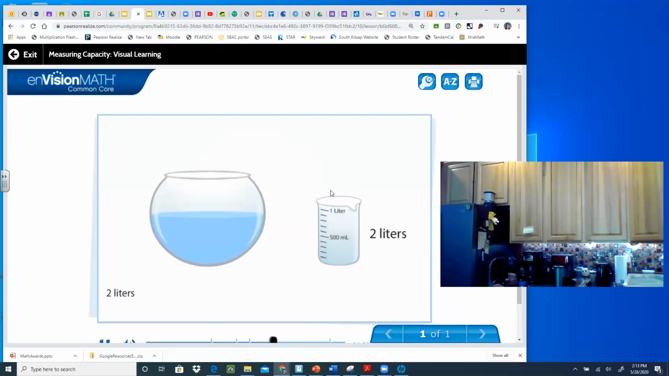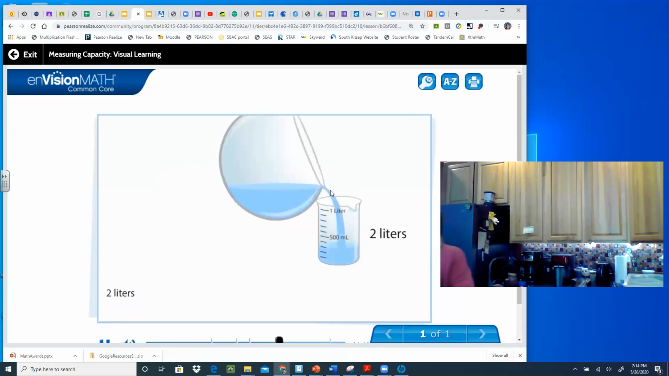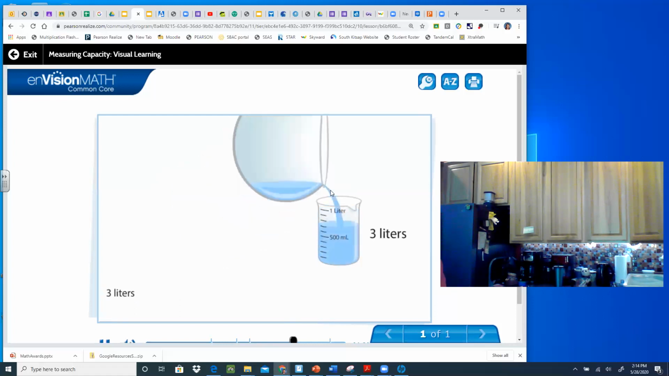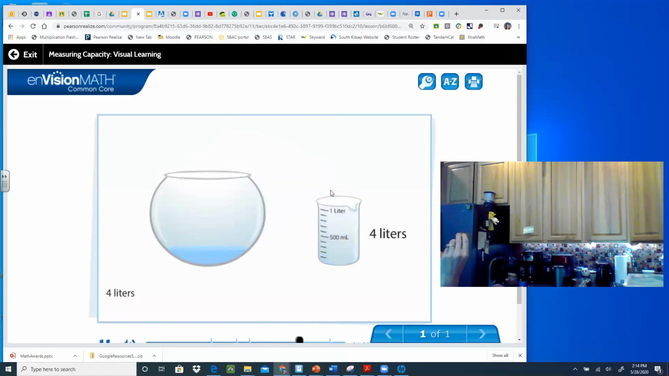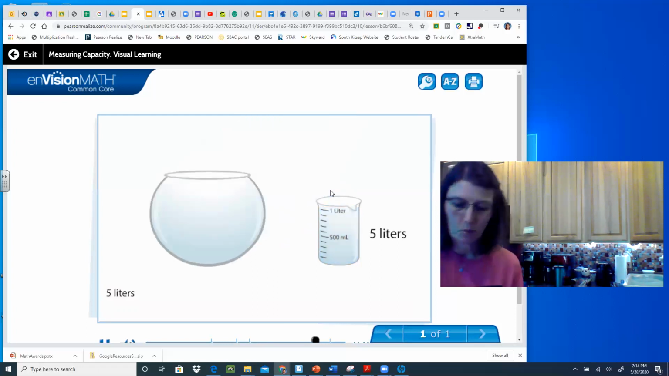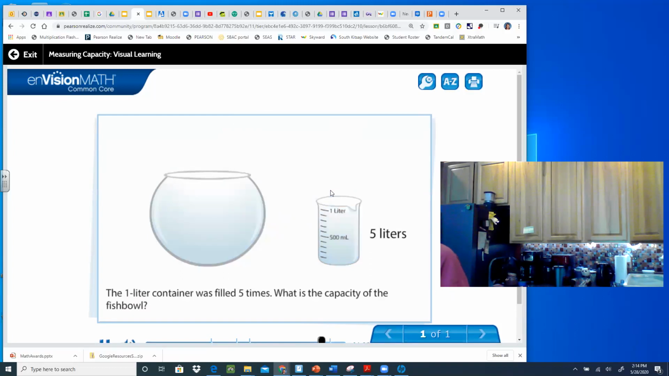Two liters. 3 liters. 4 liters. 5 liters. The 1-liter container was filled 5 times. What is the capacity of the fishbowl? The capacity of the fishbowl is 5 liters.